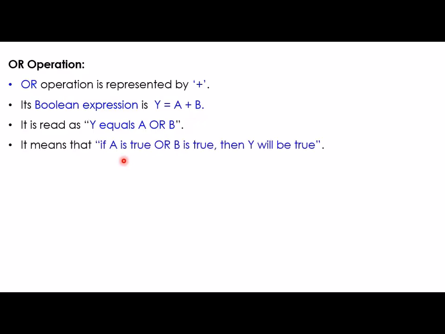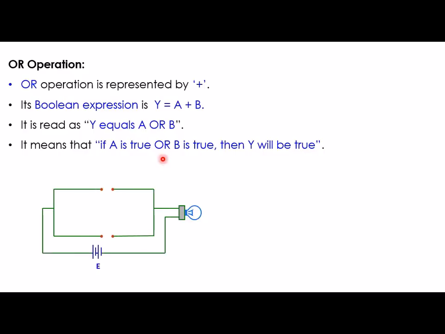It means that if A is true or B is true, then Y will be true. Or if A is high or B is high, then Y will be high. The meaning of this logical statement, Y equal to A or B, is that if A is true or B is true, then Y will be true. We'll see an example for this.